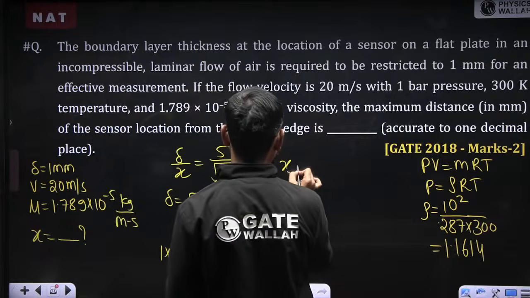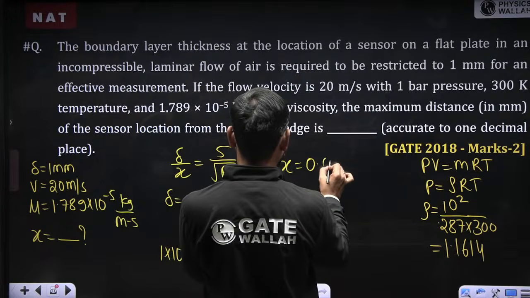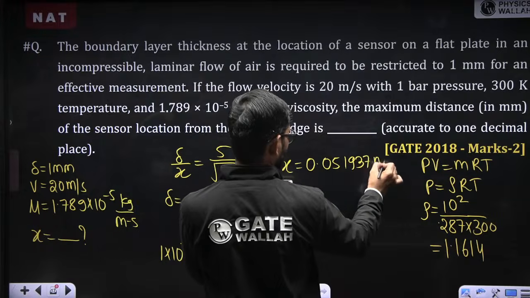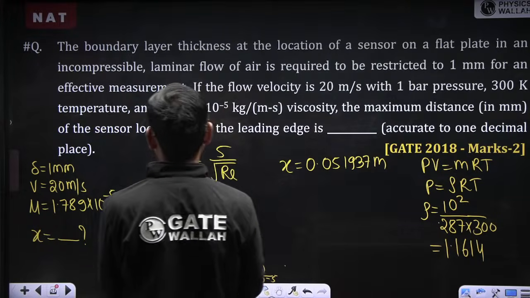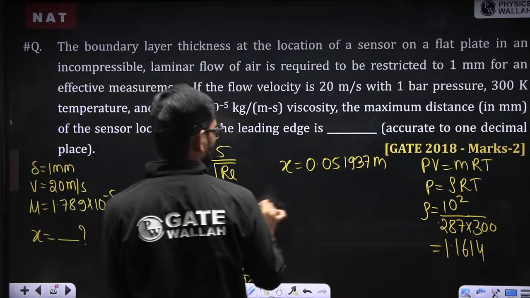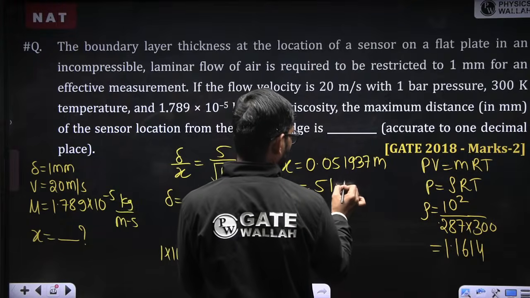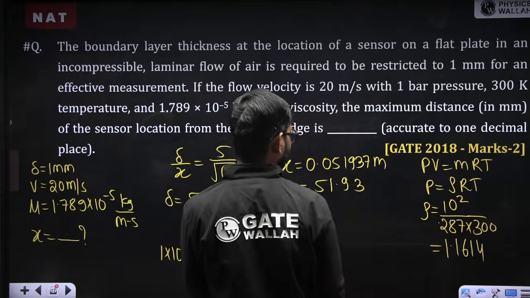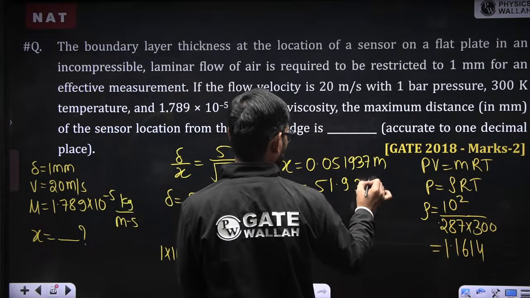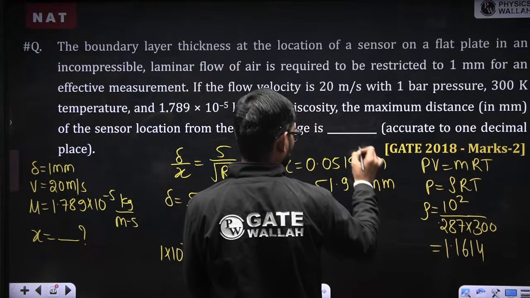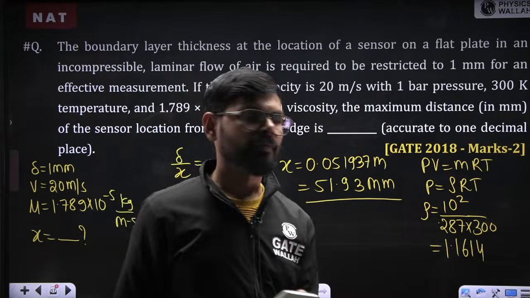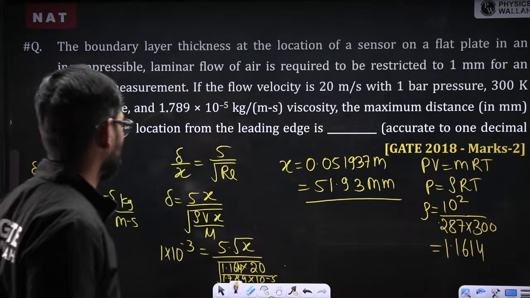I think x is equal to, it will come 0.051937 meter. In mm, it is 51.93. See, this answer is coming, 51.93. Yes, correct.